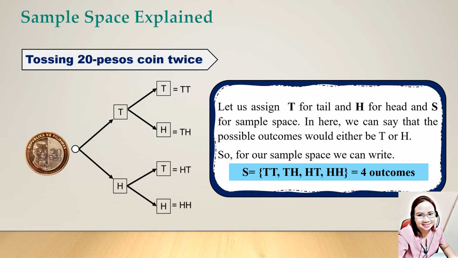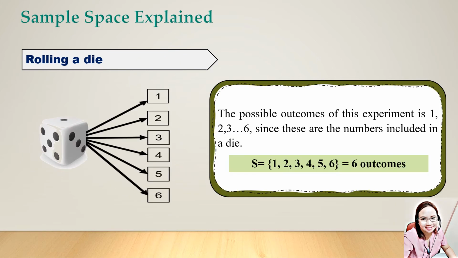In rolling a die, the possible outcomes of this experiment is 1, 2, 3, 4, 5, and 6, since these are the numbers included in the faces of a die. So, the sample space is equals to 1, 2, 3, 4, 5, and 6.